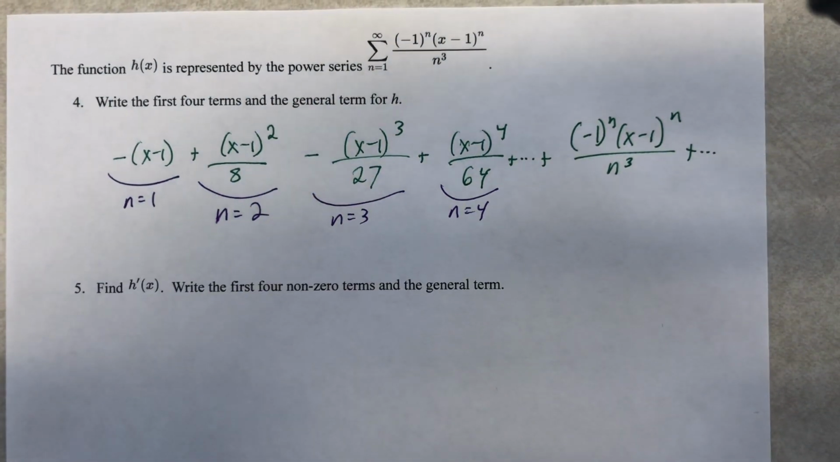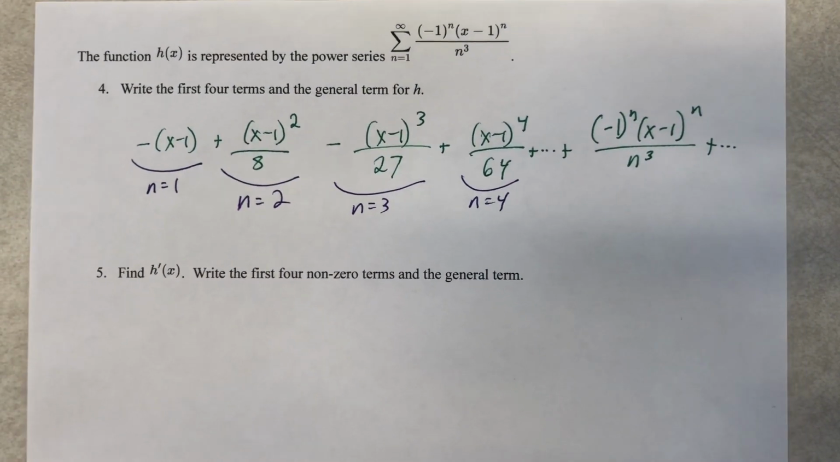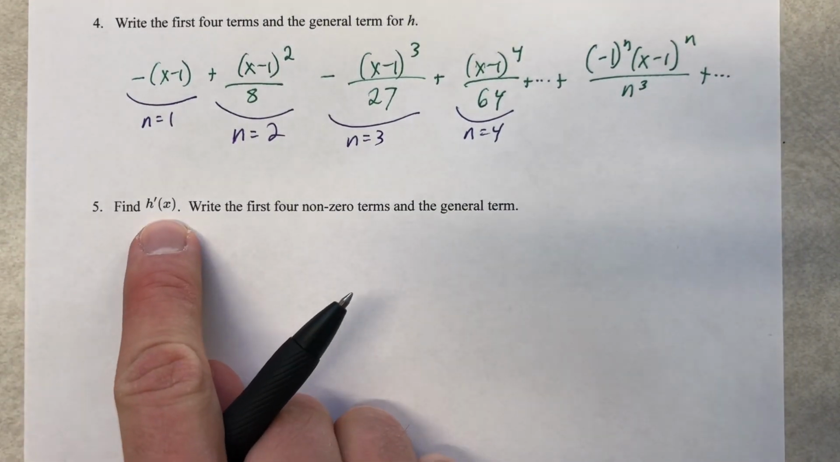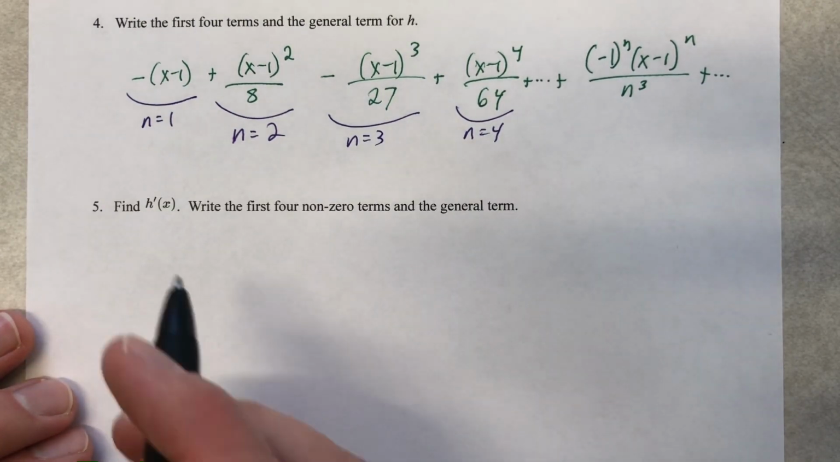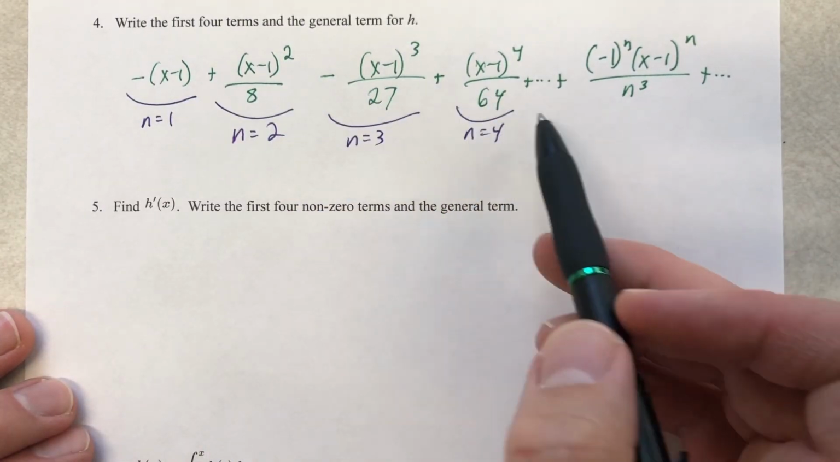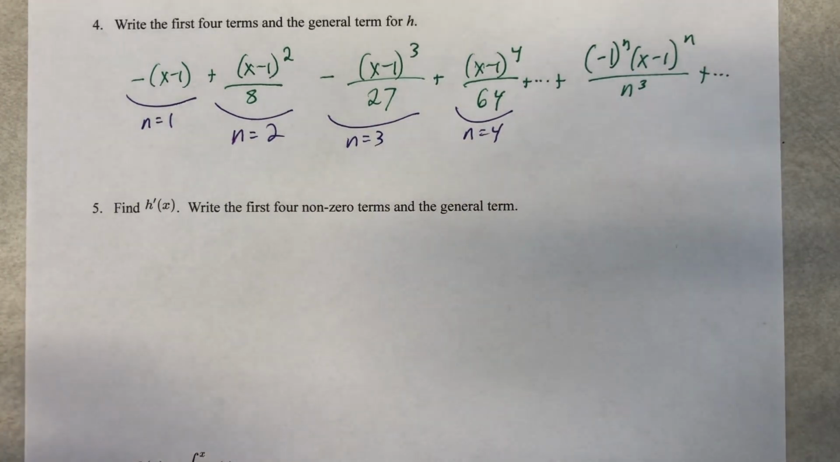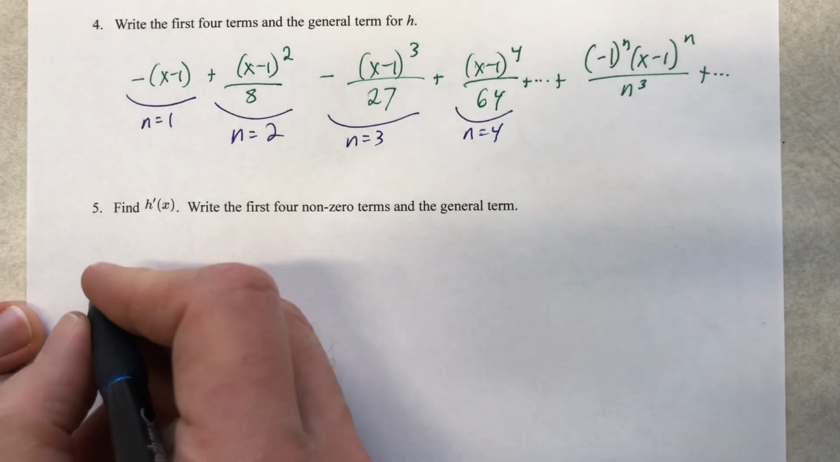All righty. Let's continue this process with the next question where they say find h prime, and it's really the same thing. Find the first 4 non-zero terms in the general term. So we're going to take the derivative of this term, this term, this term, this term, and the general term. So here we go. Switching colors, switching to blue.